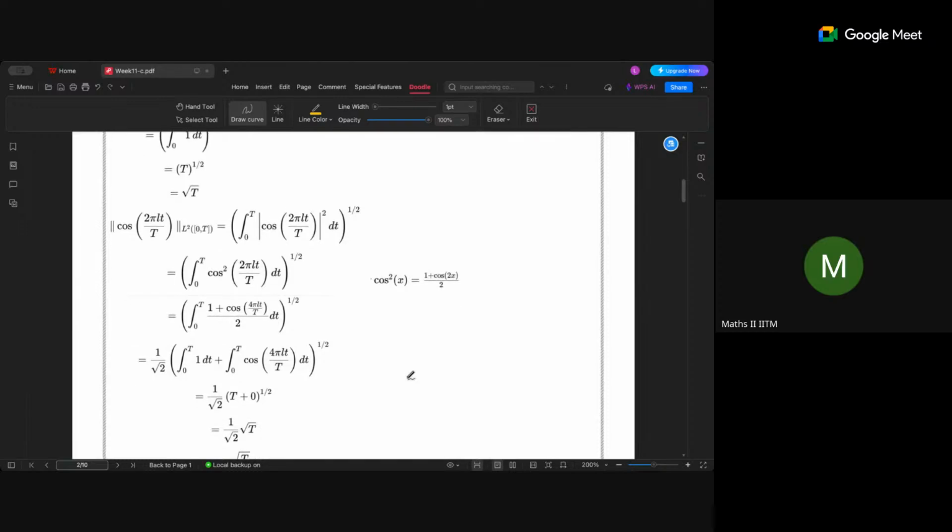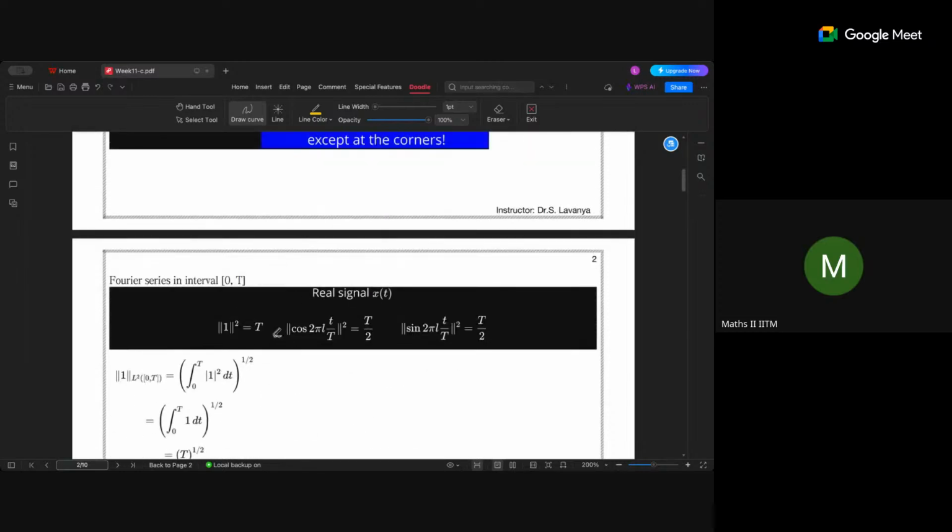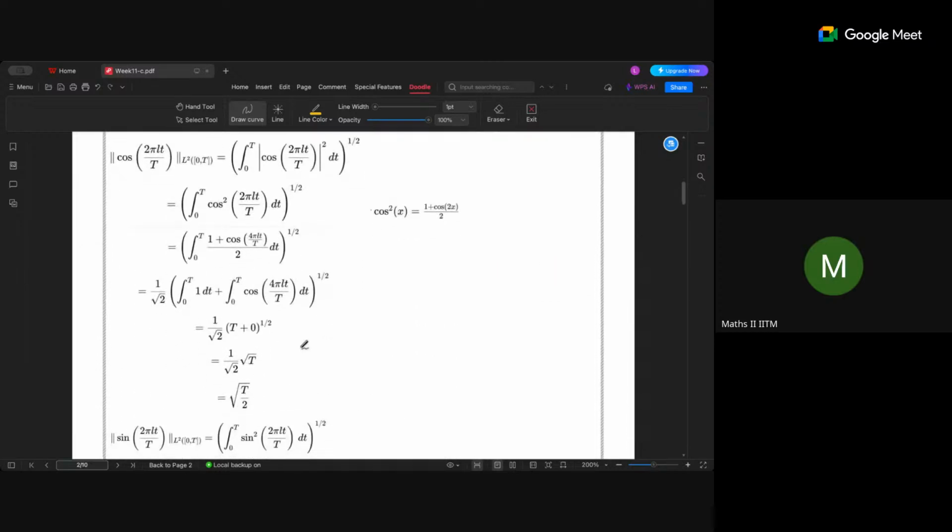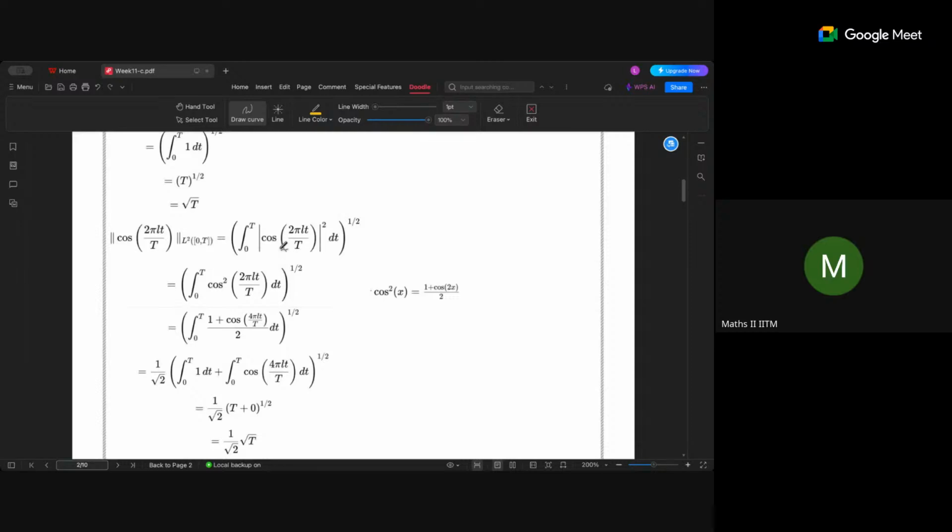Good. Okay, the next thing given here is that for cos 2 pi l t by capital T, the norm is square root of T by 2. How is that? Exactly the same method. The integral from 0 to T of modulus of cos 2 pi l t by T whole squared dt. Now what is this? It is just cos squared 2 pi l t by T. Applying this formula here, you can rewrite this as 1 plus cos 4 pi lt by T, whole divided by 2.